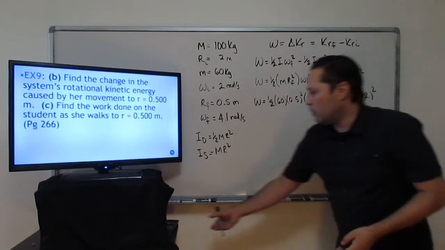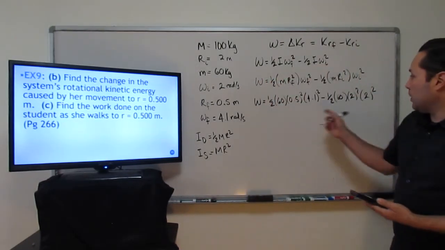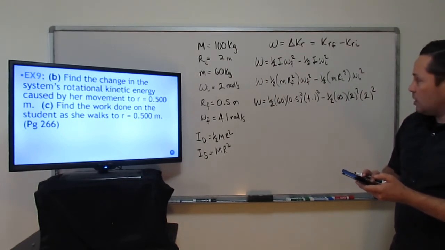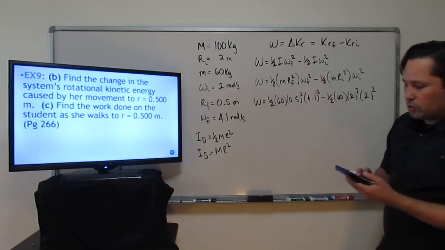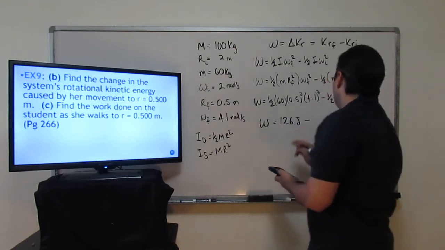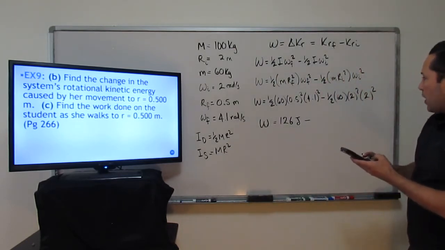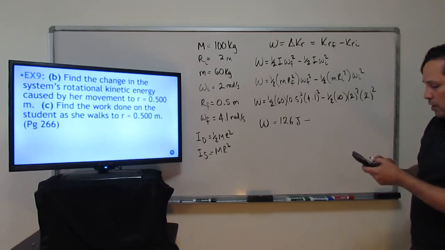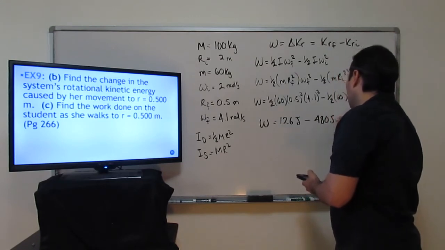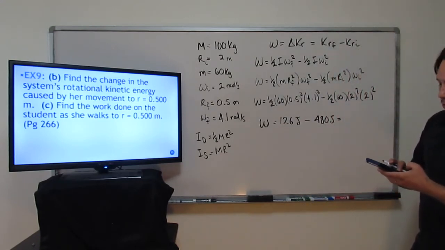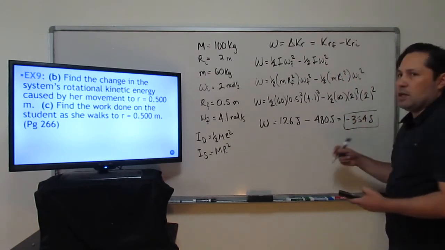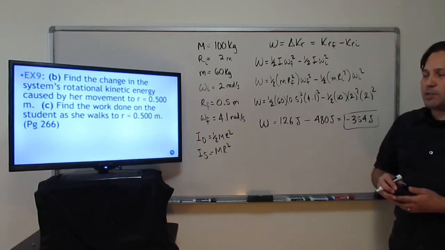From here we get our calculator and begin plugging them all in, and we'll see what we get. So 0.5 times 60 times 0.5 squared times 4.1 squared gives us 126 joules, minus 0.5 times 60 times 2 squared times 2 squared, which gives us 480 joules, for a grand total of 126 minus 480, negative 354 joules of work that the student did on the disk. All right, that is part C of example 9.